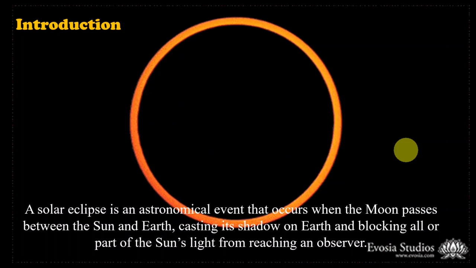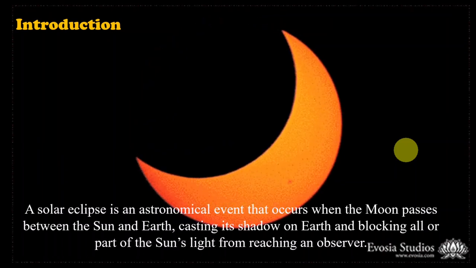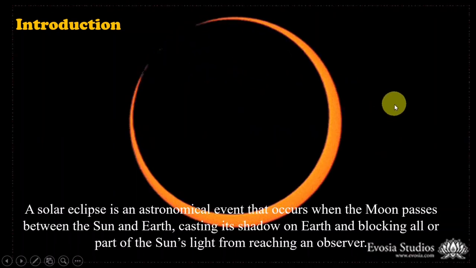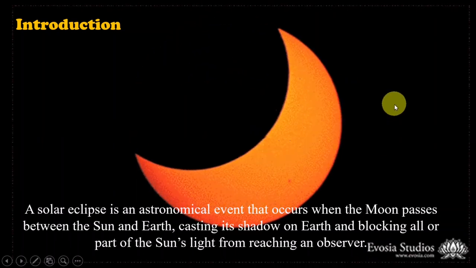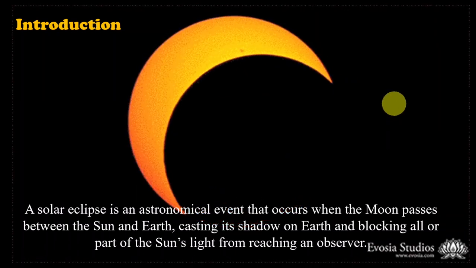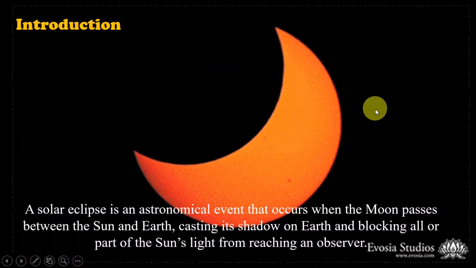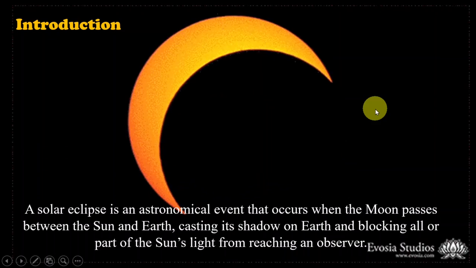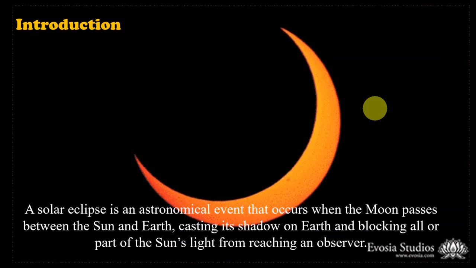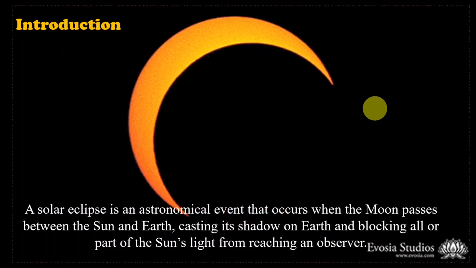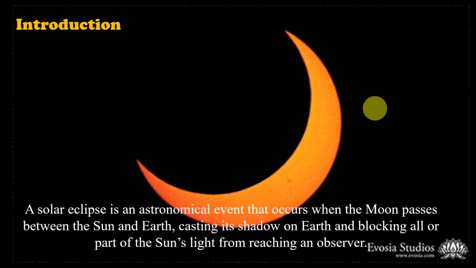So, introduction. What is solar eclipse? You can see it from the picture. So, what do you think is happening here? What they say, so you can say that a solar eclipse is an astronomical event that occurs when the moon passes between the sun and Earth and then casting its shadow on Earth.